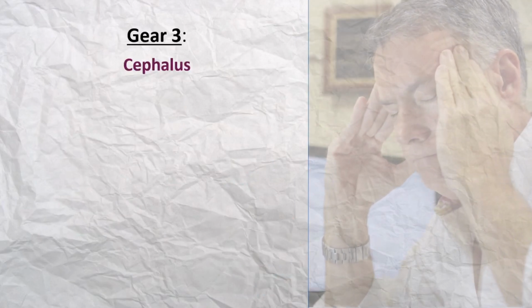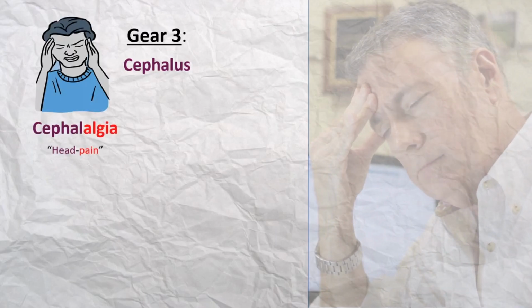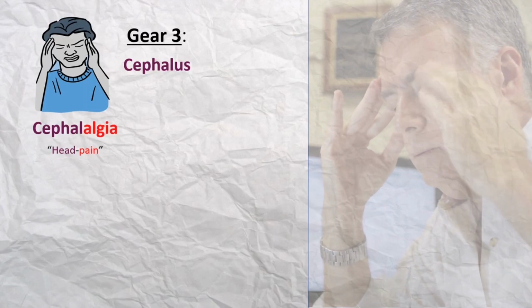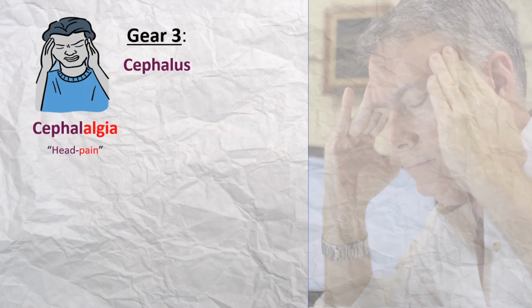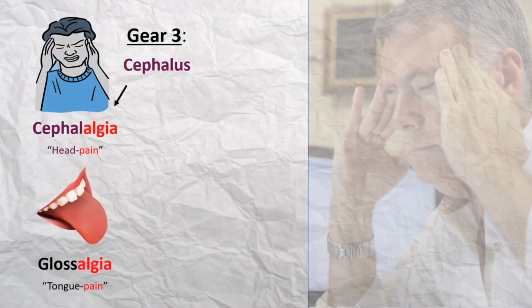If that joke I just made gave you a headache, you can impress your onlookers by calling it cephalalgia. Cephalalgia means head pain. The algia part comes from the Greek word for pain, so not surprisingly it comes up a lot in medicine. Unlikely to be on the tip of your tongue is this word, glossalgia, which just means tongue pain.